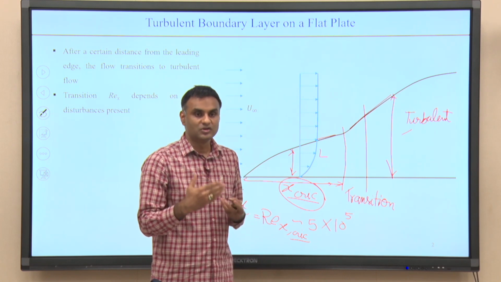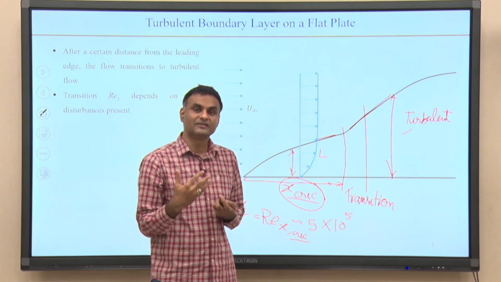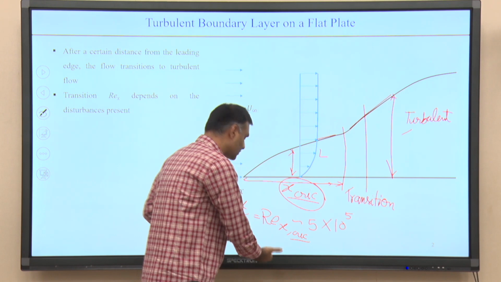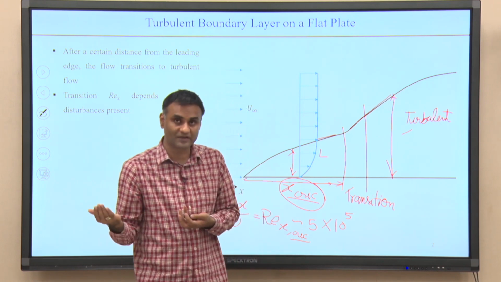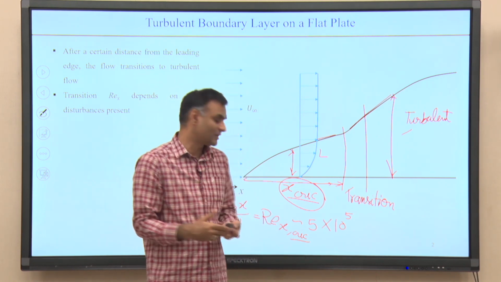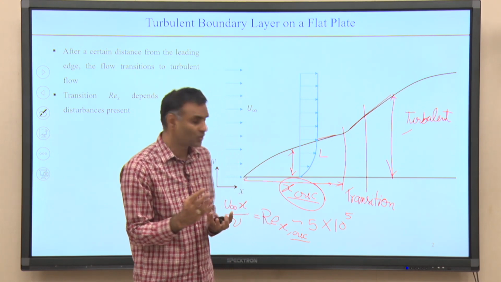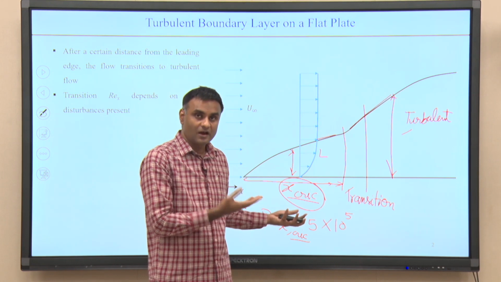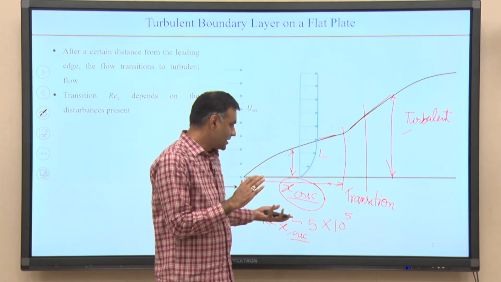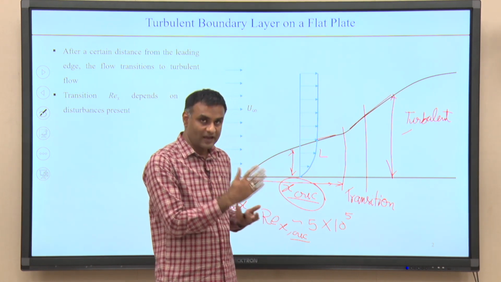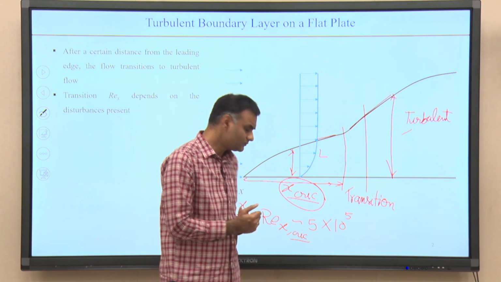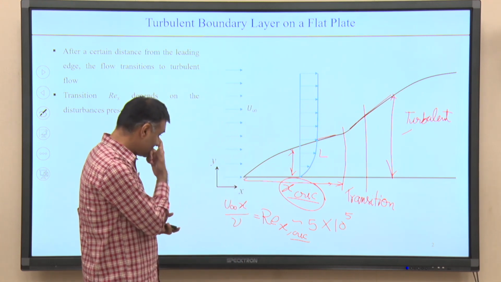Now, if your flow is relatively free from disturbances, then this number could be, say, 3 into 10 raised to the power 6, or if there are a lot of disturbances, then this number could be 1 into 10 raised to the power 5 or so. So, this is just a number that you could use for analysis.